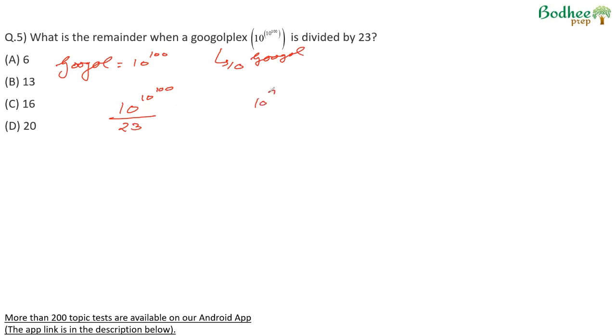Now, if we look at 10 raised to power n divided by 23 using Euler quotient, we can say the Euler number for 23 would be, because 23 is a prime number, we can simply say it will be 22. And therefore, using Euler quotient, we can say 10 raised to power 22 divided by 23 will have a remainder 1.